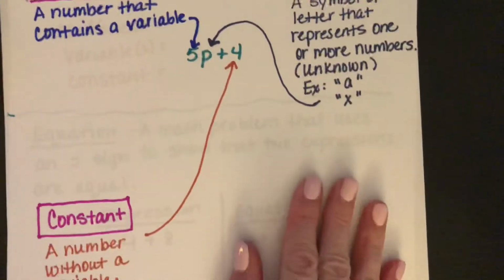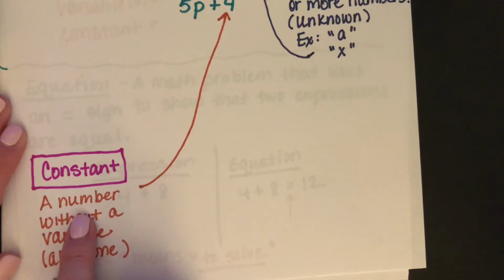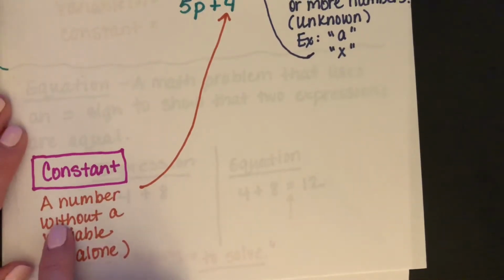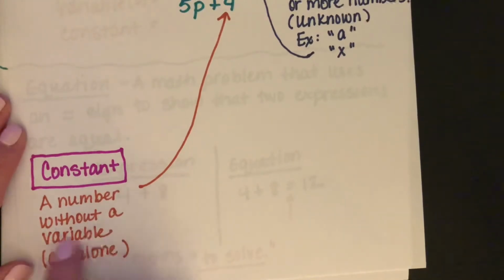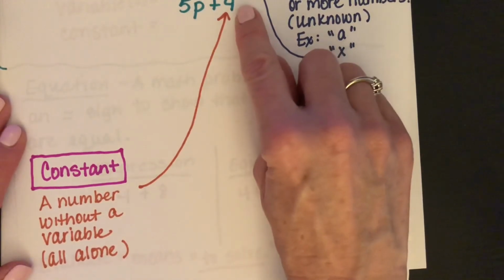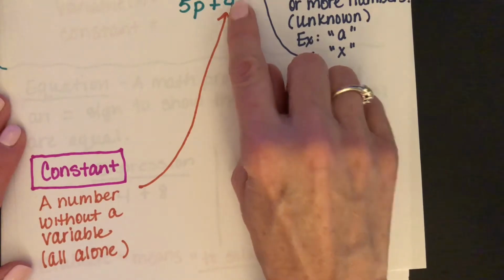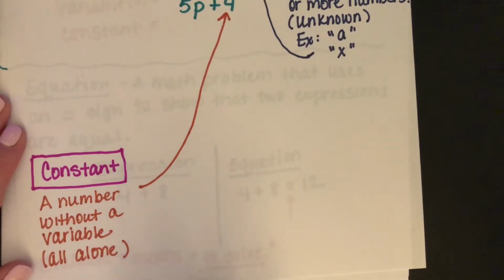And last but not least is a constant. A constant is just a number. Fancy word for just a number, but this number is without a variable. It's sitting all alone. So in my 5p plus 4, my constant is 4. There's no letter that is attached to it. Make sure that you have these written down. Pause as needed.